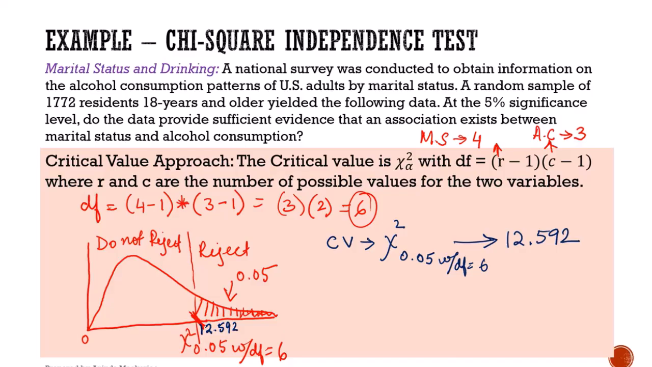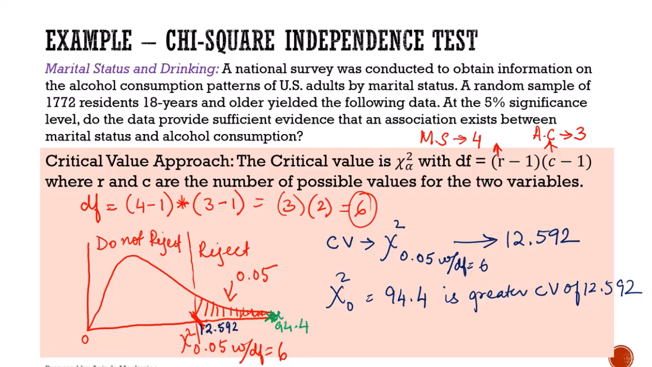So now we bring in our test statistic value. Our test statistic value was 94.4, correct? So 94.4 is greater than the CV of 12.592. So it's going to fall way to the right of the cutoff, maybe somewhere here. Let's say that's where 94.4 is, and that is the reject region, correct? It falls in the reject region. So let's write that: falls in reject region. Therefore, our decision will be reject null hypothesis.